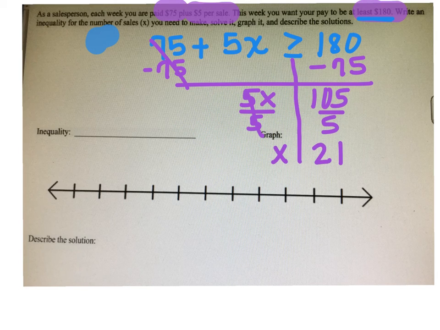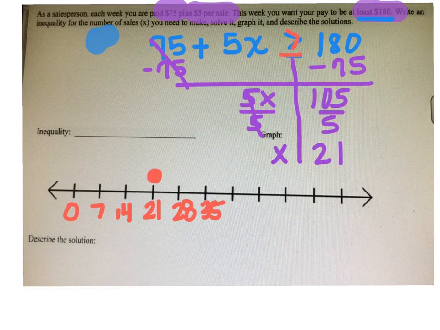So I'm going to come down to my graph. I'm going to start at 0 here, and I'll just count by 7s: 7, 14, 21, 28, 35. That's pretty good. So I know my boundary point is 21. I am going to come up here and put a dot at 21, and I'm going to fill it in because it was greater than or equal to.